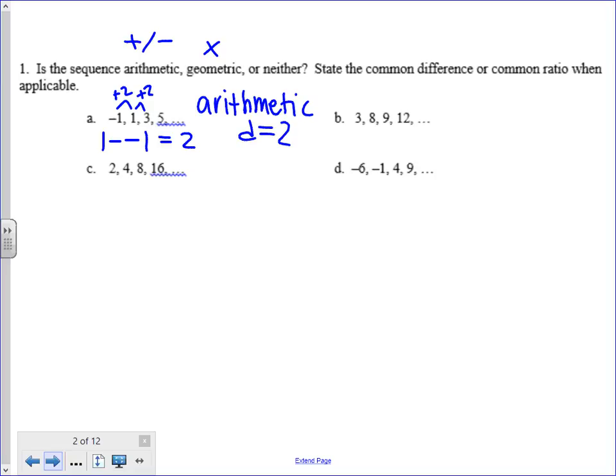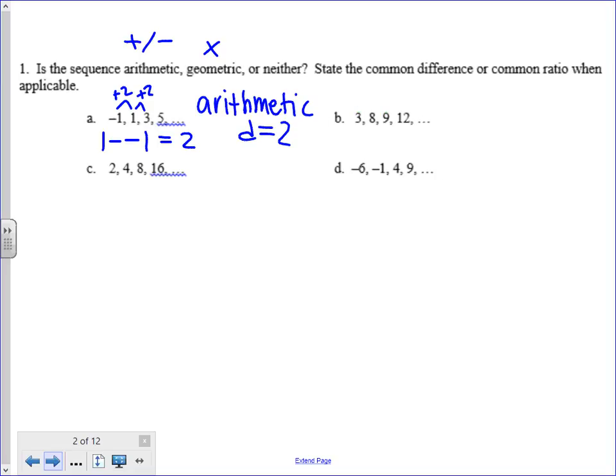When I look at B, I need to decide, is this arithmetic, geometric, or neither? So let's start by determining if it's arithmetic. Well, if I take the second term minus the first term, I get 5. So when I check this, I say, okay, 3 plus 5 is 8. That works. But 8 plus 5 is not 9. So right there, I broke the pattern, and I know that it's not arithmetic.